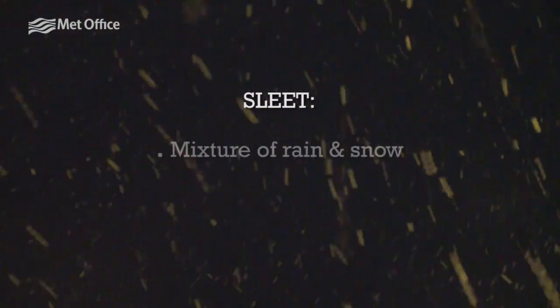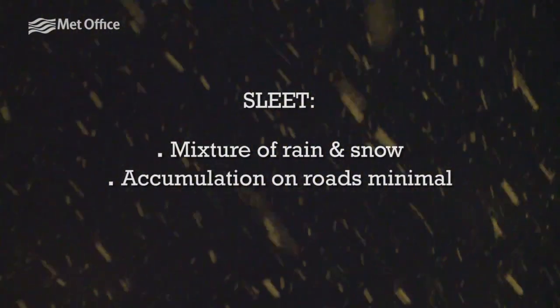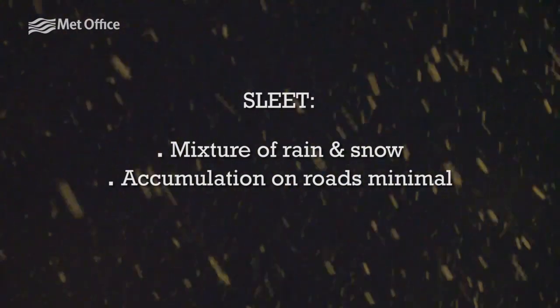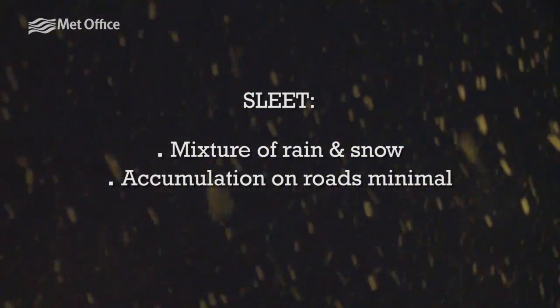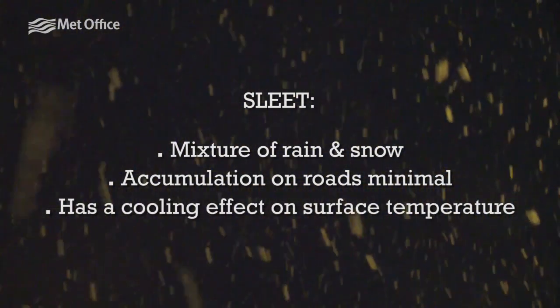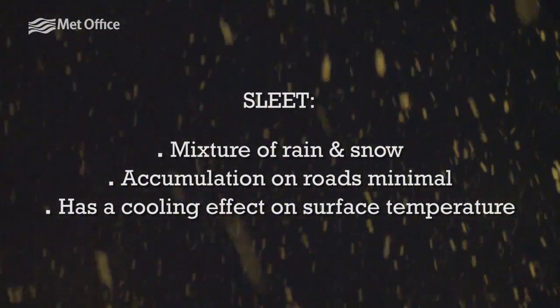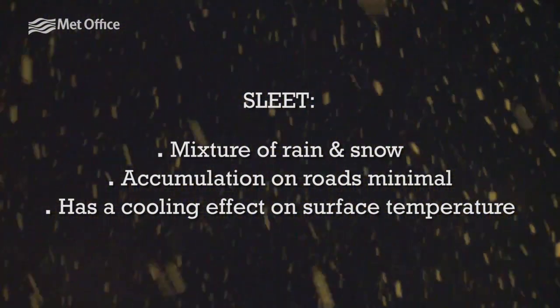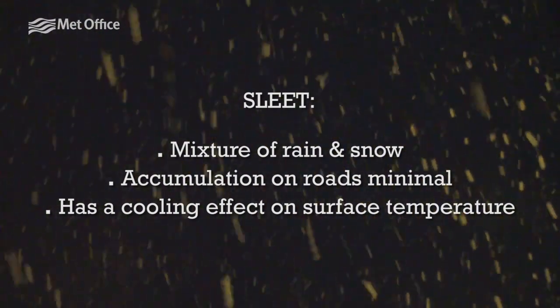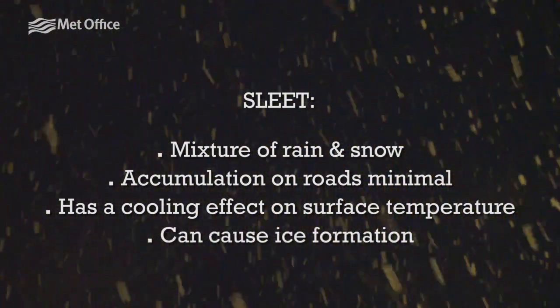Sleet is a mixture of rain and snow. Accumulations on tarmac areas are minimal if anything, however the key impact sleet can have is a cooling effect on the surface temperature. If a tarmac surface is already close to freezing, then sleet can lower its temperature below freezing, making ice formation possible, leading to dangerous conditions.